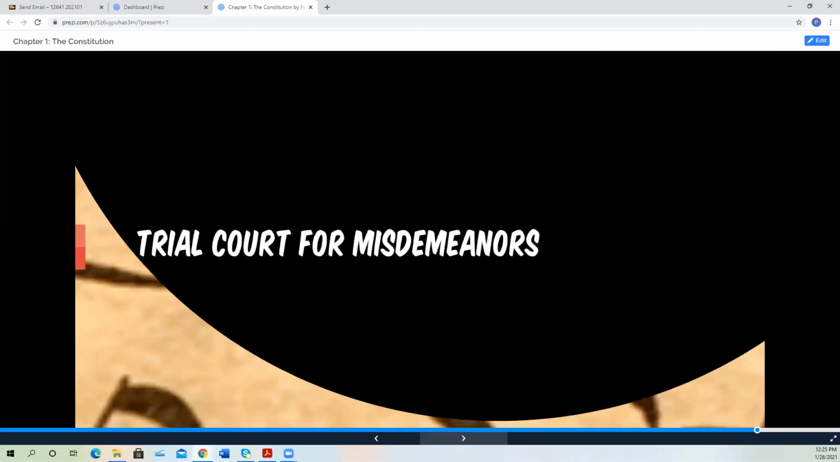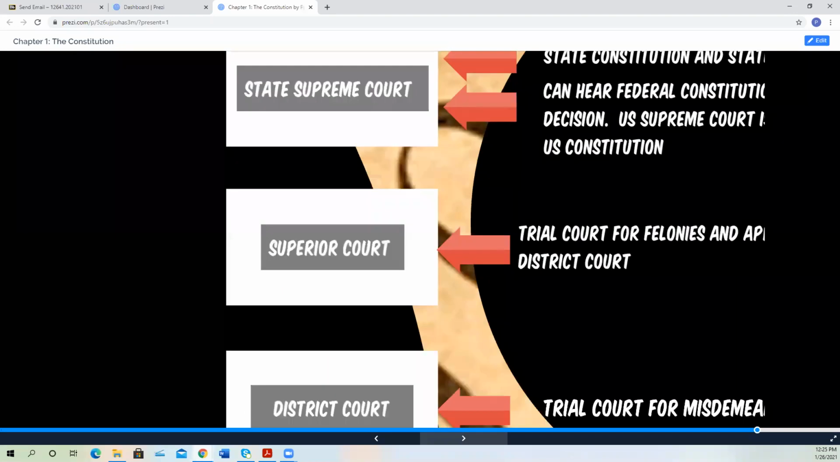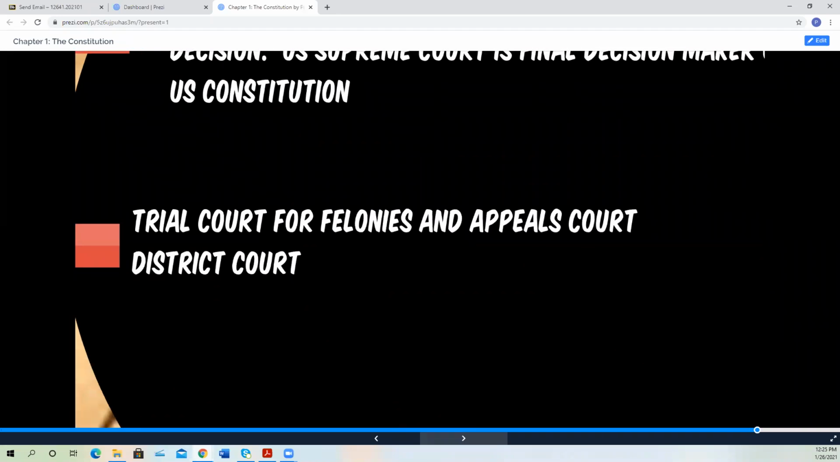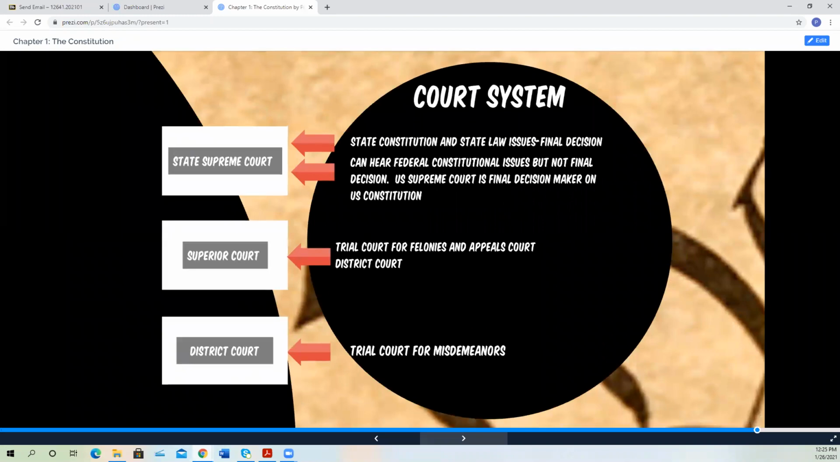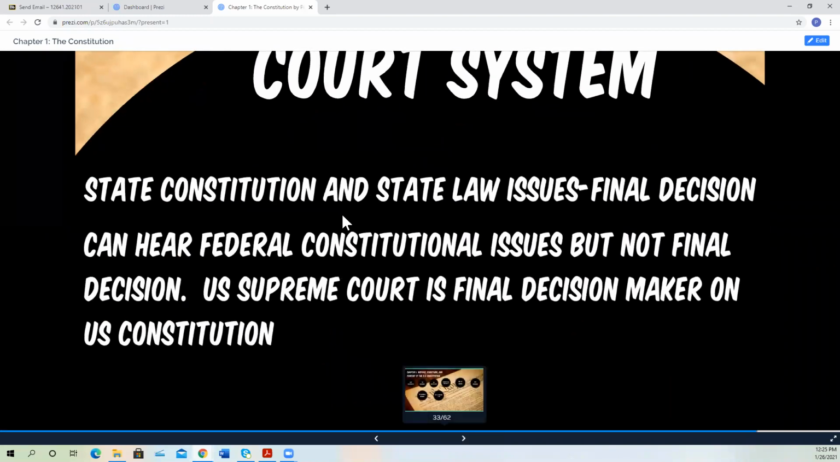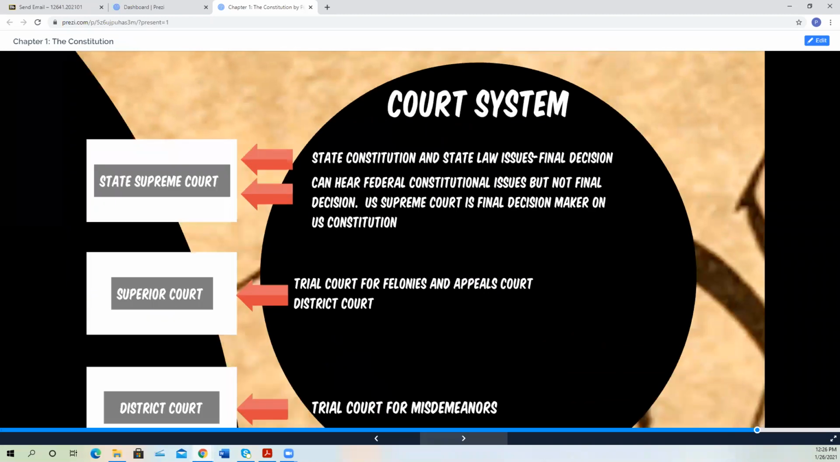All right, so district courts are the trial court for misdemeanors, superior court is the trial court for felonies and the appeals court from district, and finally the state Supreme Court handles state constitutional and state law issues as final decision maker, and can also hear federal constitutional issues, but it's not a final decision. Only the US Supreme Court has final decision on US constitutional issues.